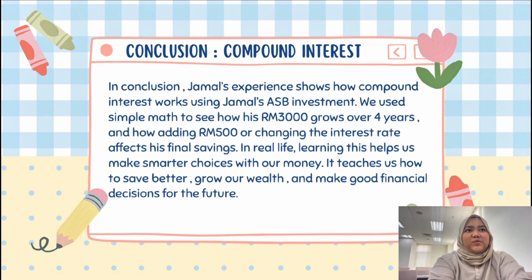In conclusion, Jamal's experience shows how compound interest works using Jamal's ASB investment. We use simple maths to see how his RM3000 grows over 4 years and how adding RM500 or changing the interest rate affects his final savings. In real life, learning this helps us make smarter choices with our money. It teaches us how to save better, grow our wealth, and make good financial decisions for the future.